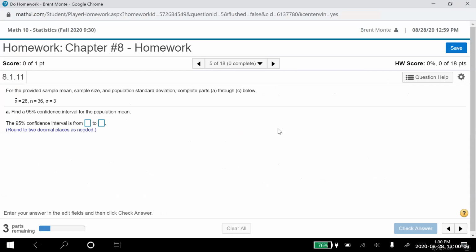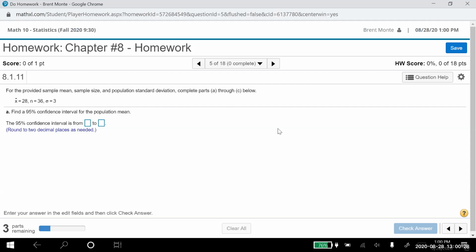Okay, problem number 5. It says, for the provided sample mean, sample size, and population standard deviation, complete parts A through C below. They give us x-bar is 28. Remember, that would be my point estimate, in other words, my single number that's my best estimate of the population mean. They give me the sample size, 36, and they tell me sigma is 3.